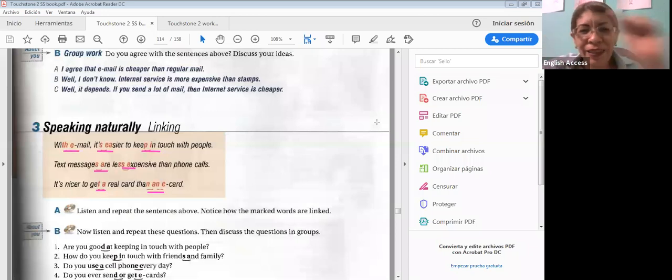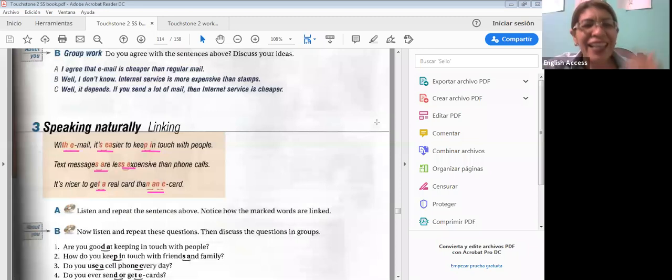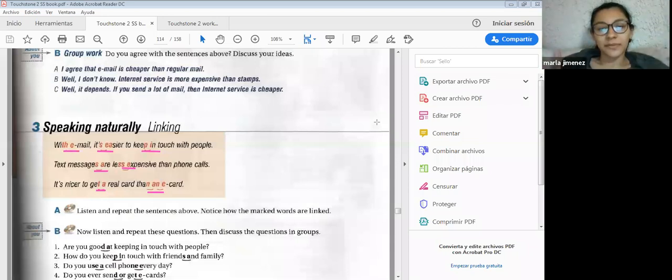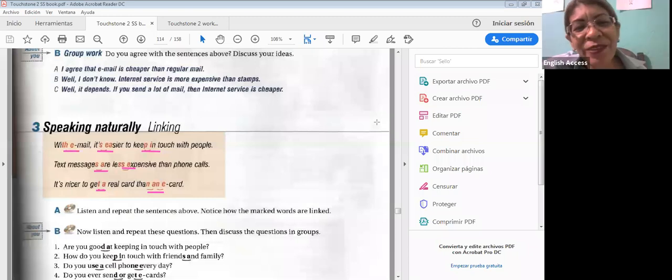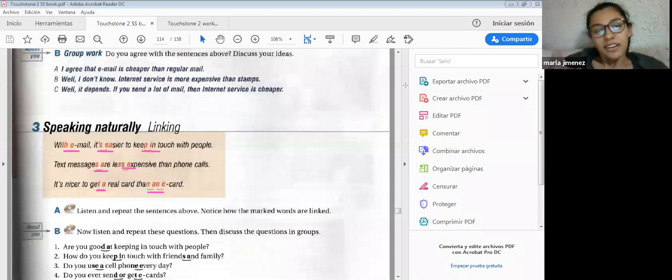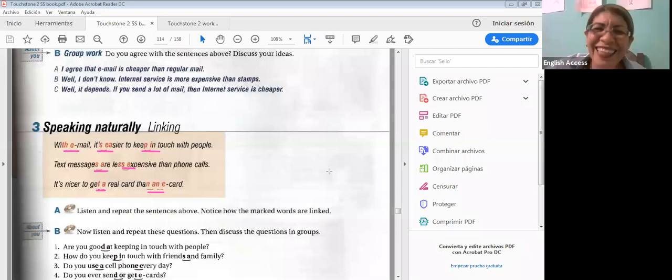We're going to start with number 1. With email, it's easier to keep in touch with people, okay? Repeat. Correct. Text messages are less expensive than phone calls. Yes. It's nicer to get a real card than an e-card. Excellent. You're really good.